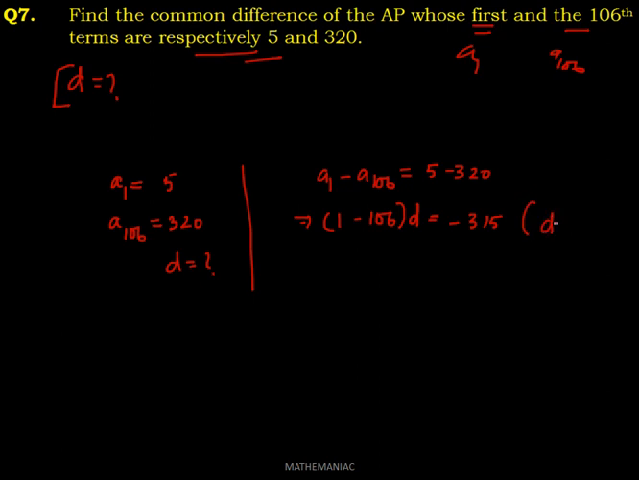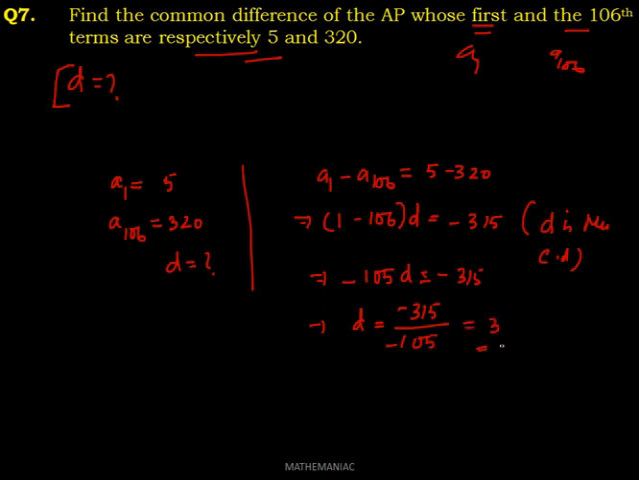But you must mention, because there is no mention in the beginning, what D is. So you write D is the CD of the AP. Now what you will get? It is minus 105D is equal to minus 315. So D will be equal to minus 315 divided by minus 105. Will it be 3? Yes. So D is equal to 3.